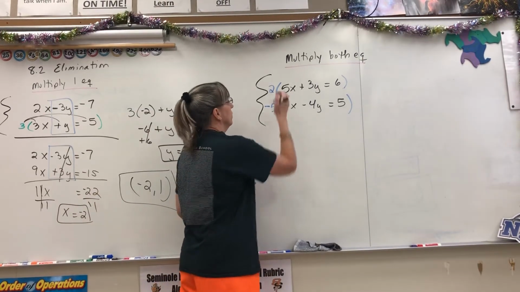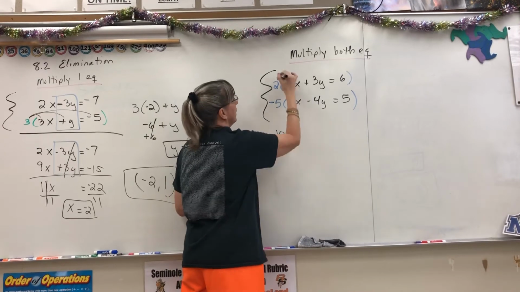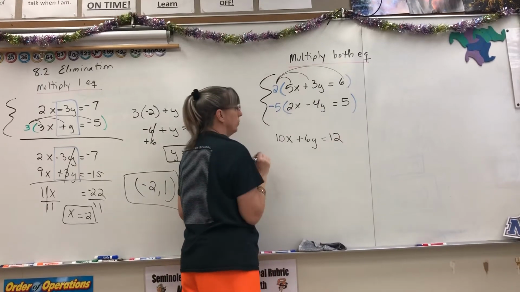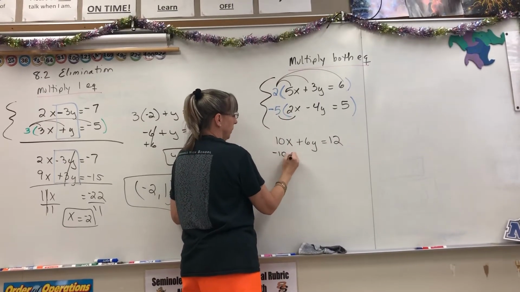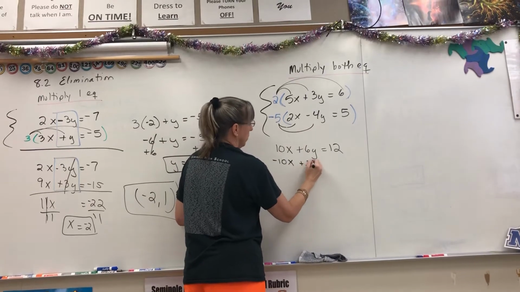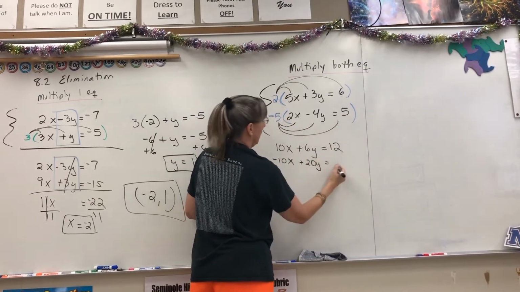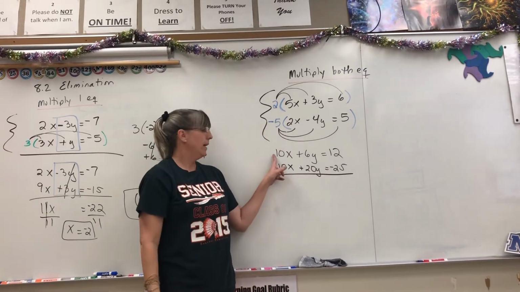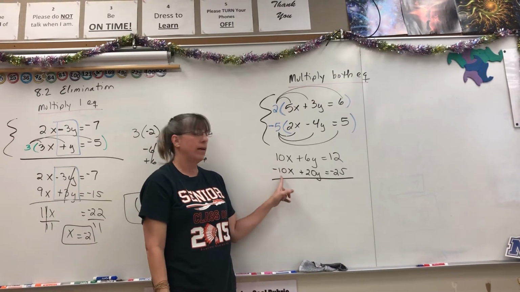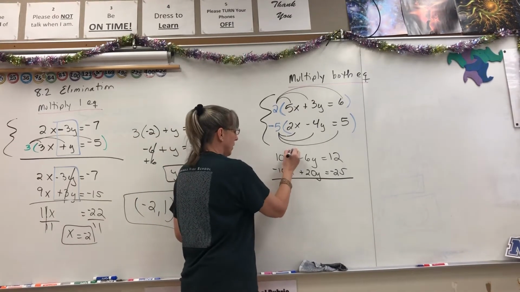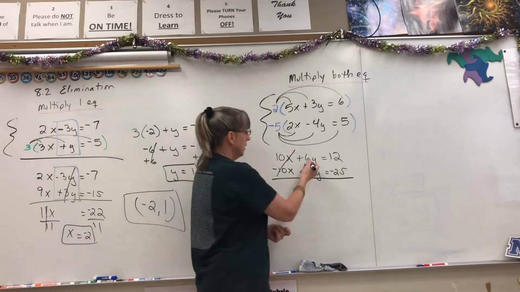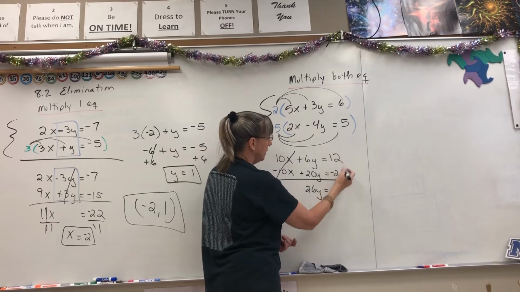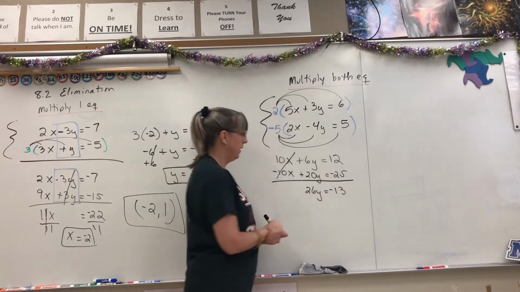So I'm going to distribute: 10x plus 6y equals 12. And then I'm going to distribute on the bottom: -10x plus 20y equals -25. Okay? I have created my positive and my negative 10. So I am going to eliminate my 10x. 6 plus 20 is 26y, and -25 plus 12 is negative 13.